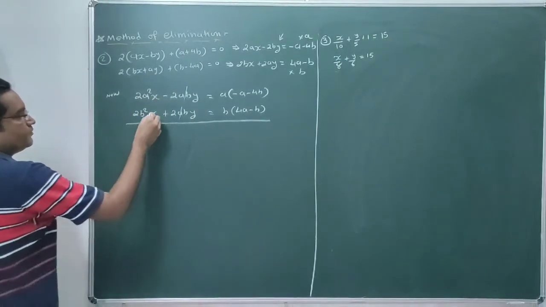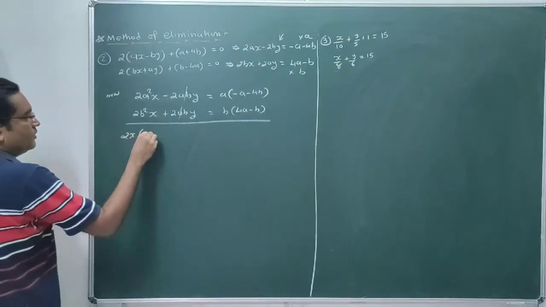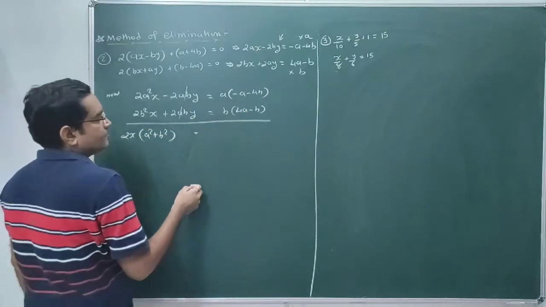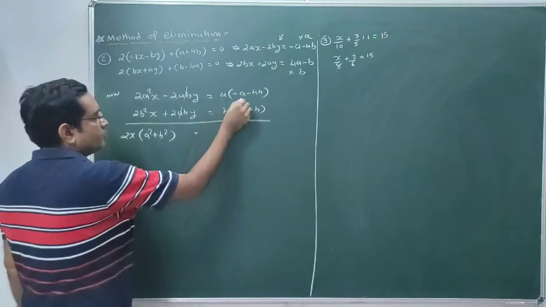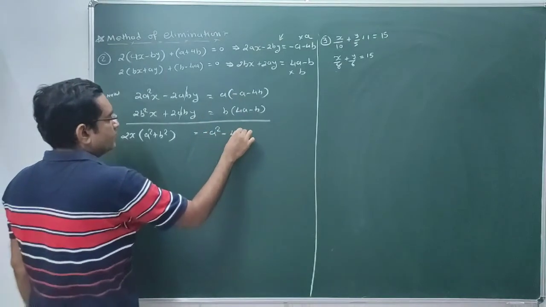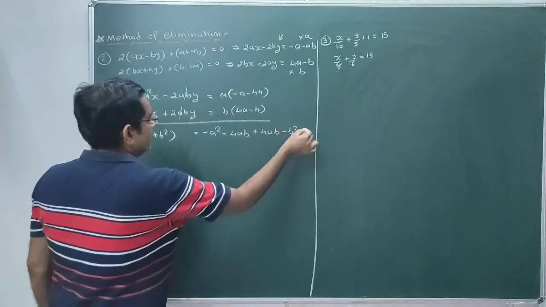Here for this addition, we can take 2x as common. So 2x as common. This one is a square plus b square. And this is equal to. For the addition of these two terms, we have to perform expansion. So it's minus a square minus 4ab plus 4ab minus b square.